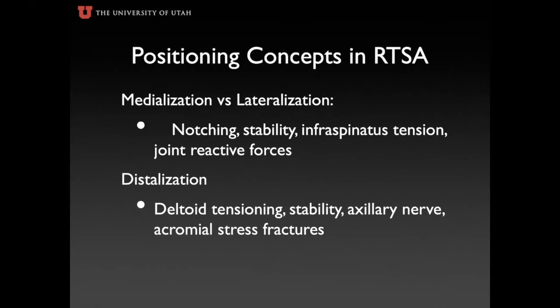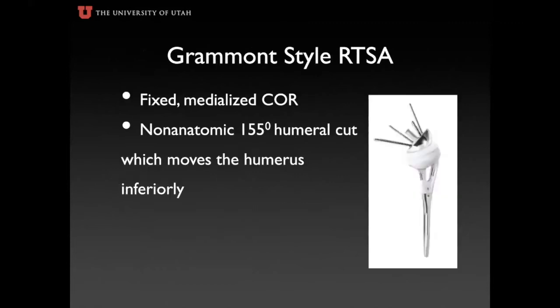Similarly, increased distalization can confer stability and can increase deltoid tensioning, but it may put stretch on the axillary nerve and increase the risk of acromial stress fractures. The Grammont-style reverse, which is the style that we used in this study, is a medialized center of rotation that distalizes the humerus.